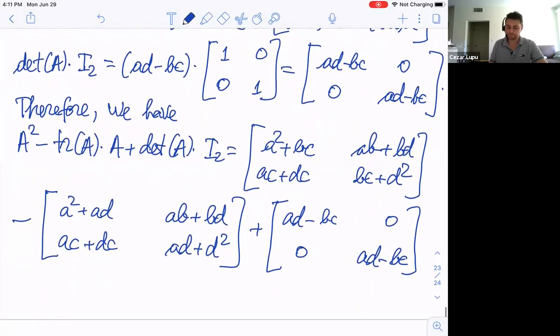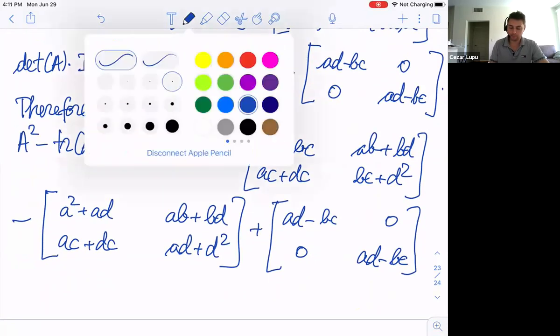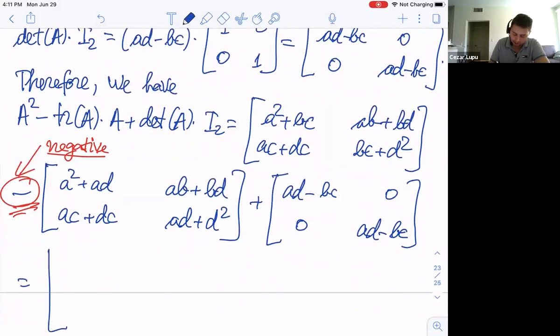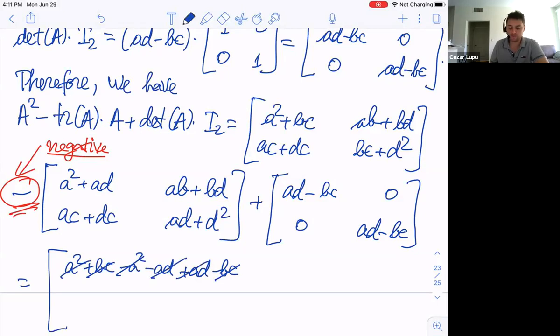Okay, now let's look. Keep in mind we have a negative here. This is very important, don't forget about it. This is a negative here. And now, let's look at the matrix. If we look closely, we have A squared. Okay, let's write it. So the first entry will be A squared plus BC minus A squared minus AD plus AD minus BC. Guess what? Look what happened here. In other words, it will give us 0.